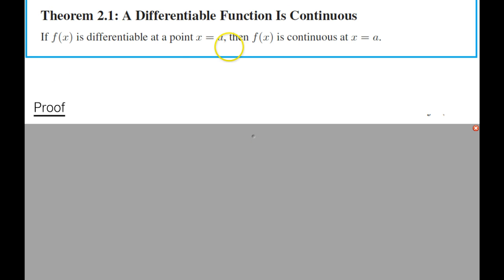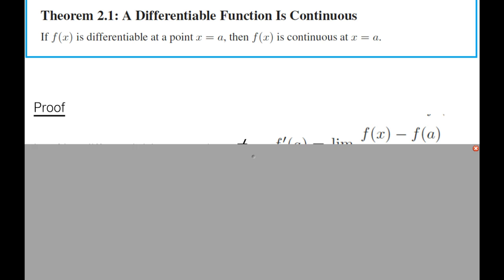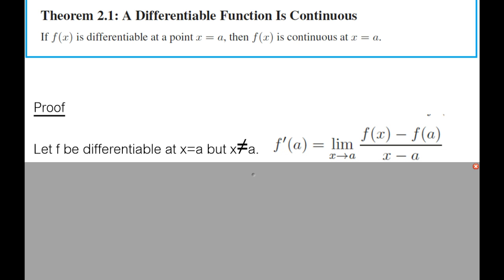First, we start off with the if statement and assume that that's true. So let f be differentiable at a point x equals a, but of course x does not equal a. We're just considering that since f is differentiable at the point x equals a, but we of course understand that x is not equal to a. All right, so by the definition of derivative, since it is differentiable at a, then f prime of a exists, and that can be found by calculating the limit as x approaches a of f of x minus f of a over x minus a.